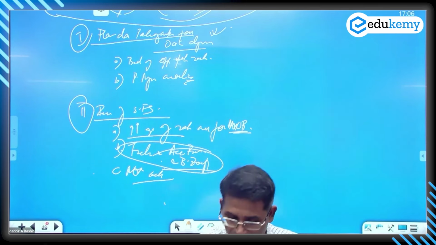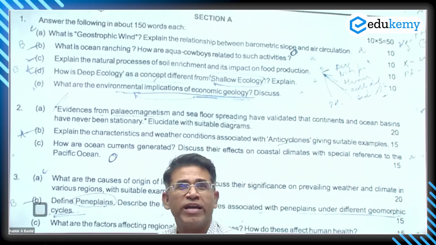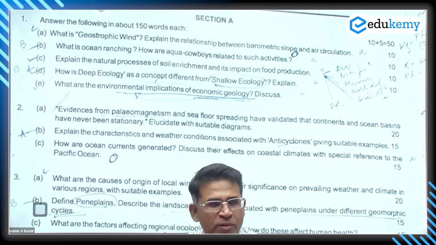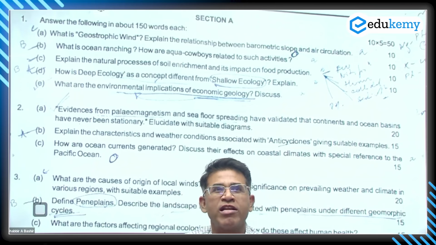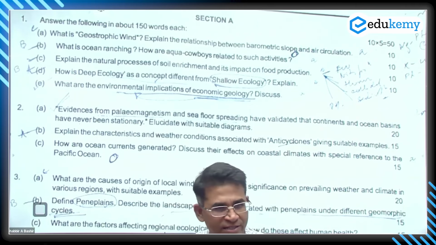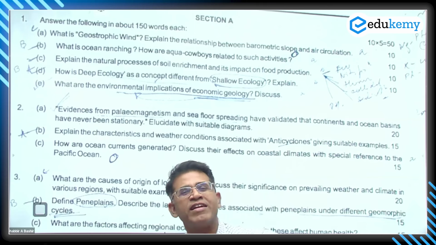Read the question again, all of you. Question number 2A. Evidences of paleomagnetism and sea floor spreading have validated that continents and oceans have never been stationary. I do not want evidences of paleomagnetism in general. I don't want evidence of sea floor spreading in general.